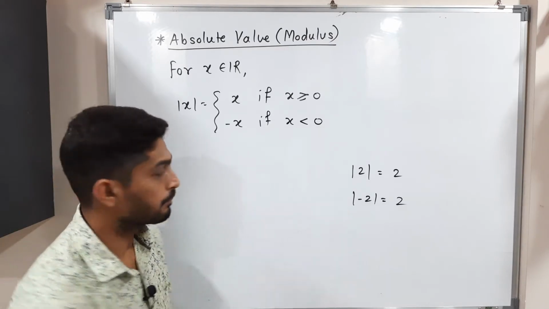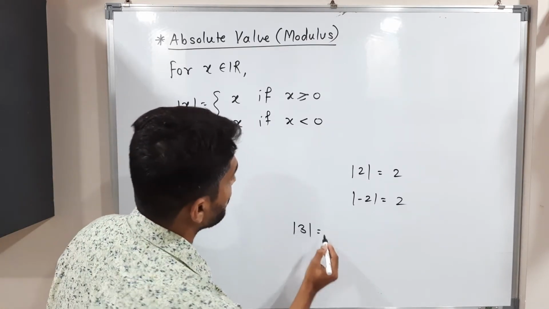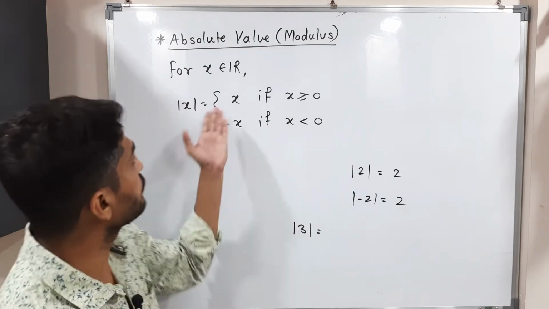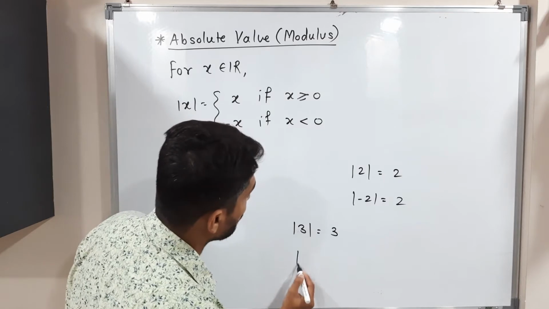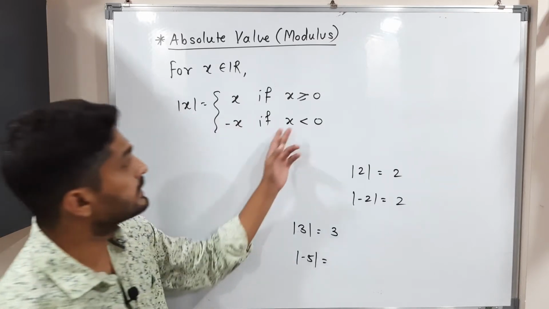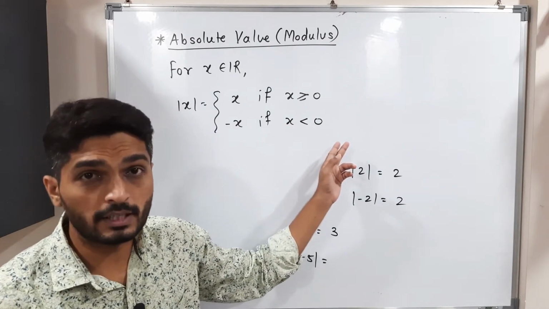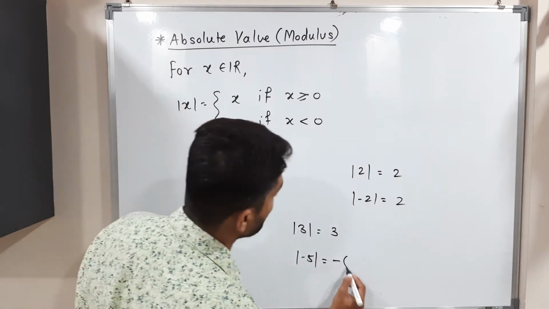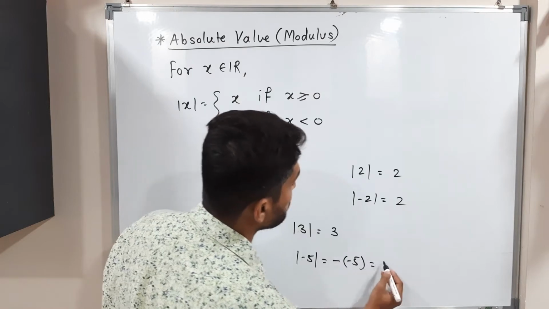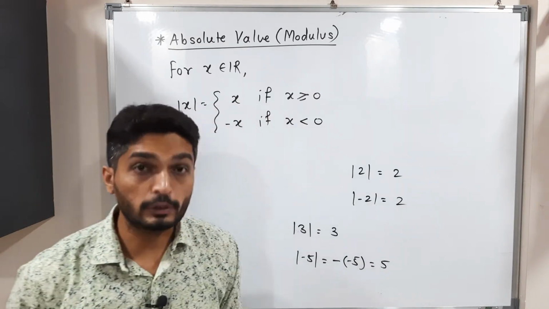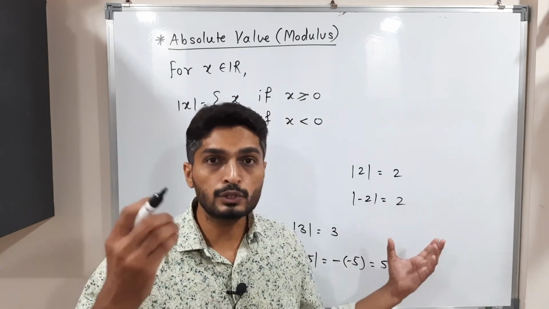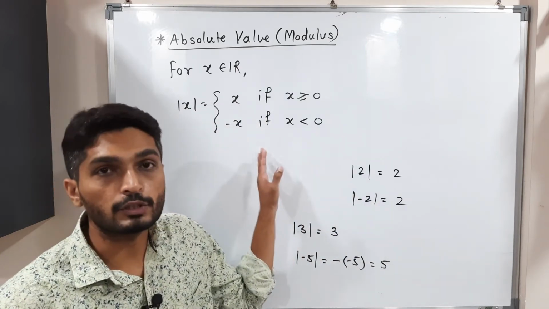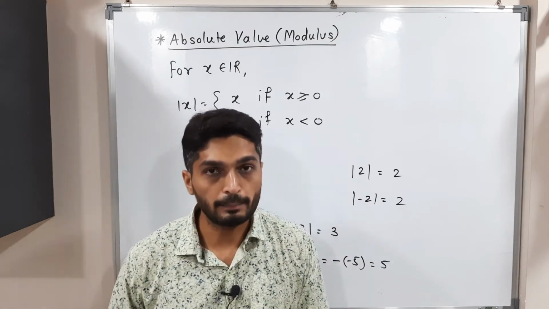So that means, mod 3: 3 is greater than or equal to 0, that means 3 is positive, then you have to write the same value. But if you are talking about minus 5, minus 5 is less than 0, it's negative, so that's why you have to write a minus sign to x. That means a minus sign to minus 5, minus minus plus, and you will have 5. Actually, we are getting the same, which you have already studied in 11 and 12, but this is the actual definition of modulus, or you can say absolute value.